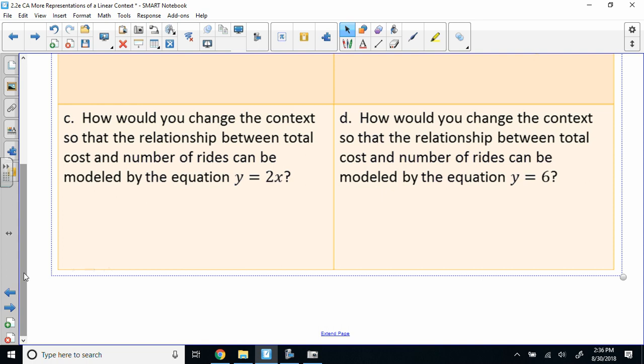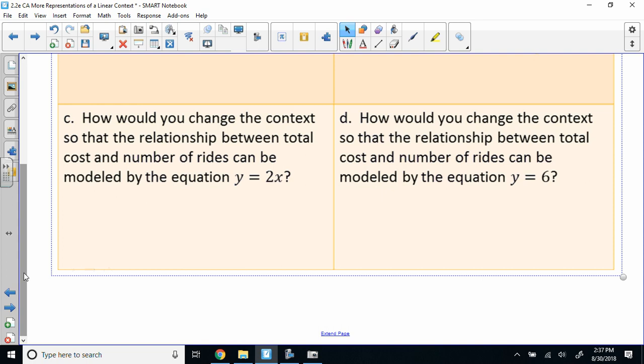That's exactly right. If I don't charge for entry, if I don't charge the $6, then 2x takes care of my scenario because it's $2 per ride, right? Does that make sense? $2 per ride. Now, how would you change the context so that the relationship, part D, between total cost and number of rides can be modeled by the equation y equals 6?